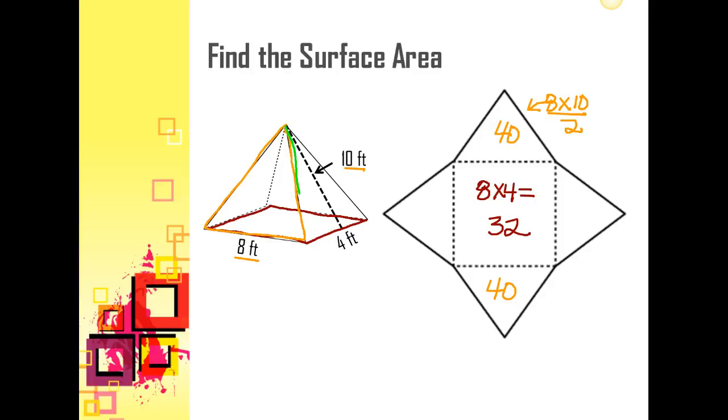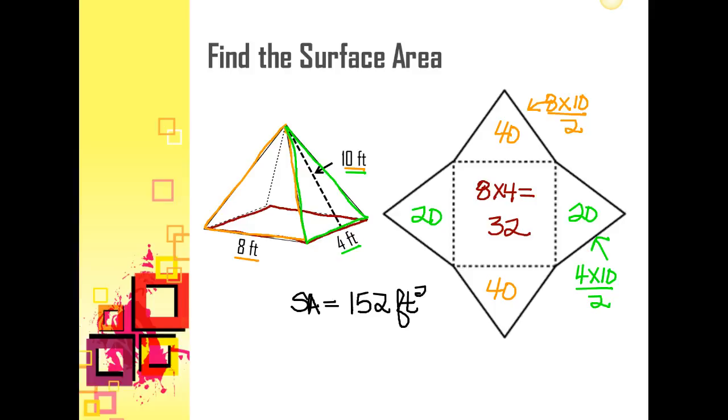The other two triangles have a base of 4 feet and a slant height of 10 feet. To calculate the area, we will multiply 4 times 10 and divide by 2. Each of these two triangles has an area of 20 feet squared. Now, in order to find the total surface area, we will add all the pieces together. The surface area of this rectangular pyramid is 152 feet squared.